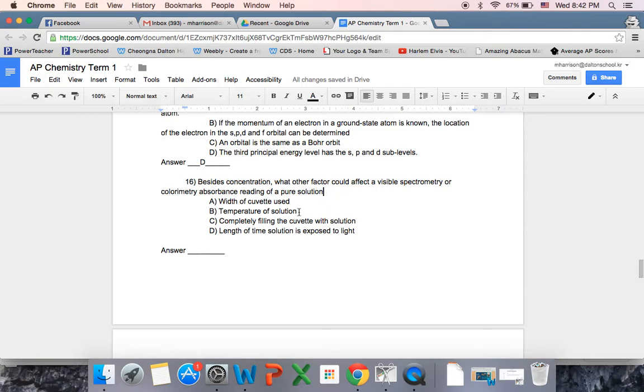The temperature of the solution should have no effect. Completely filling the cuvette with solution should have no effect because we pass the light through the middle of the solution. And the length of time the solution is exposed to light, this should make no difference. The only time it would is if we've got a reaction actually taking place in the cuvette, and time is a factor in the reaction and changes in the solution. So the correct answer is A.